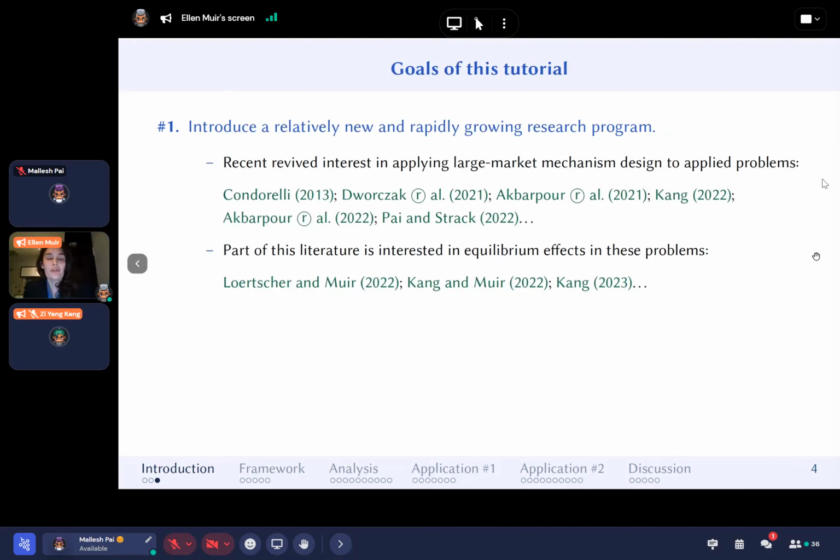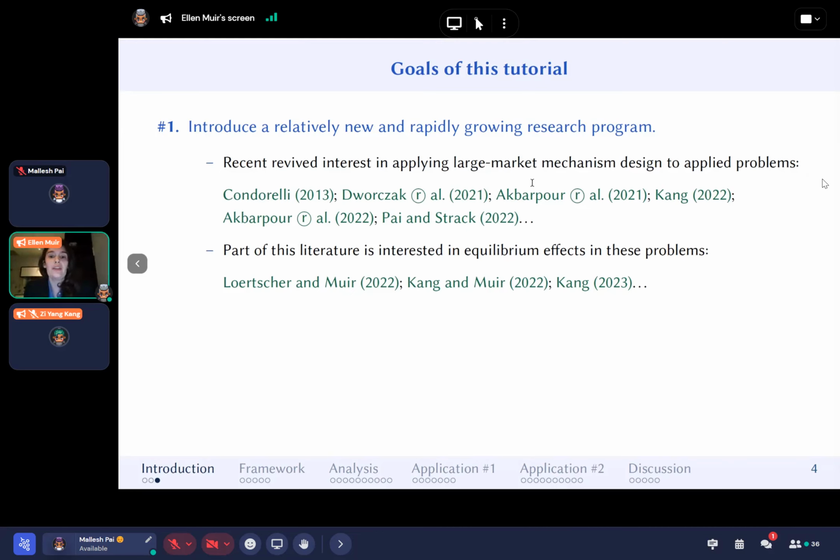So the goal of this tutorial, very broadly, is to introduce a relatively new and rapidly growing research program. There's been revived interest in applying large market mechanism design to applied problems, and we have a variety of papers listed here. Ziyang is going to be presenting his job market paper as application number 2, and then Ziyang's also going to be presenting my job market paper, which was joint work with Ziyang, as application number 1 as we go through the tutorial.